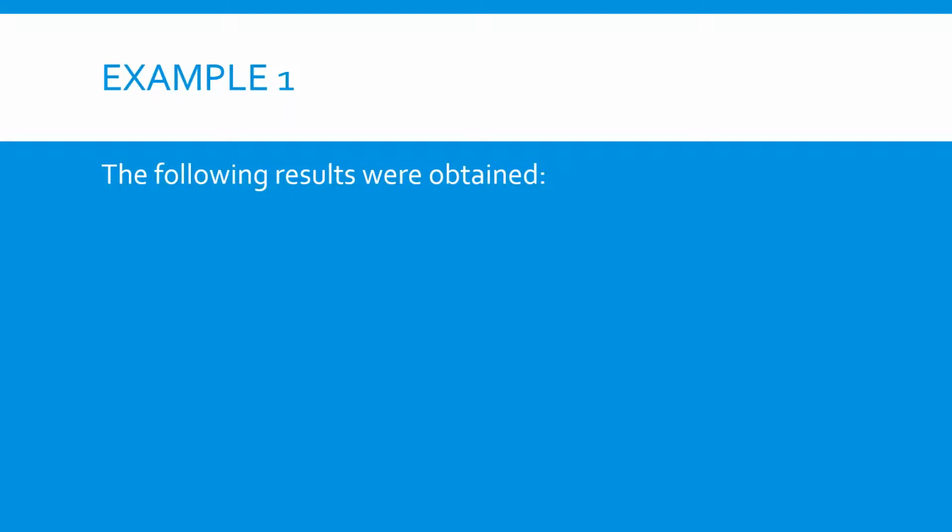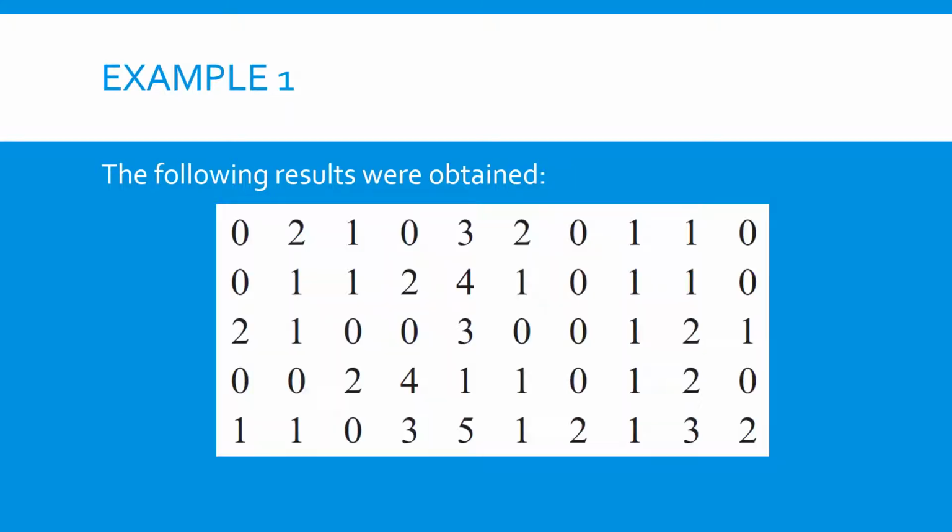The following results were obtained from the employees. All right, so if you count them up, there should be 50 numbers here. Each number represents an employee, and the number is how many children that specific employee has that are under 6 years old.